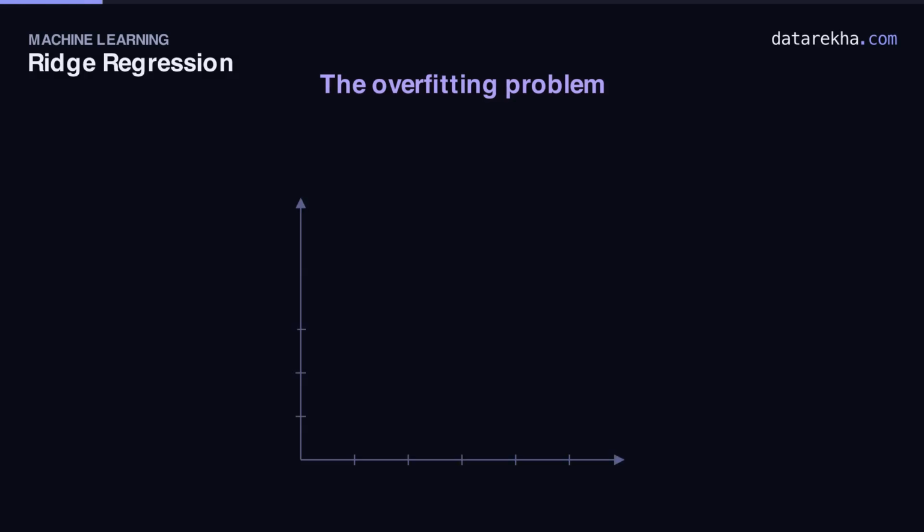You fit a linear model, and it lands almost perfectly on your training data. Then new data arrives, and the predictions swing wildly. The errors explode. Something has gone wrong.